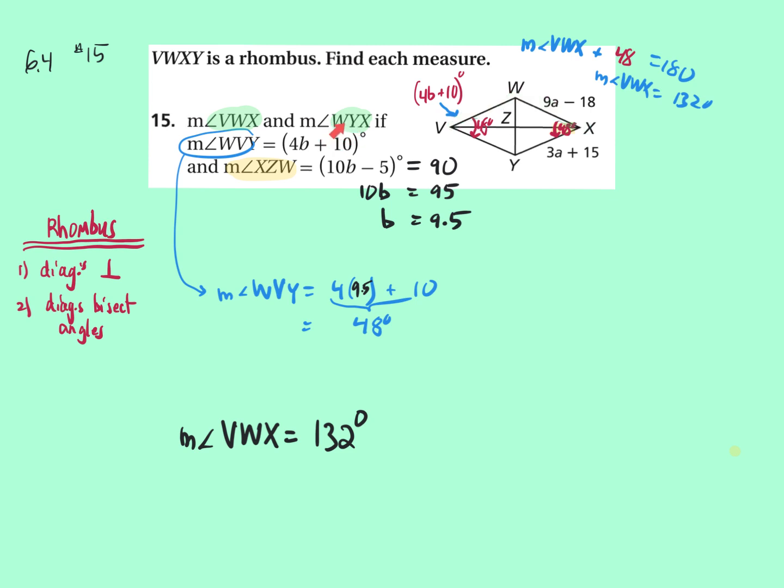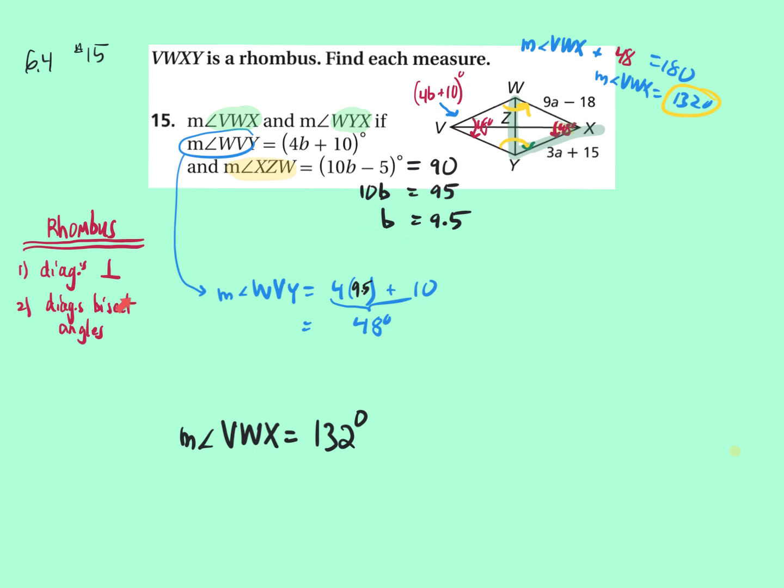All right, what's the other thing that they asked for, this angle? Well, angle WYX is this angle here. So we're trying to find the measure of this rotation. How will we do that? Well, we know opposite angles are congruent. So this angle is 132 degrees, and this angle is also a 132 degree angle.